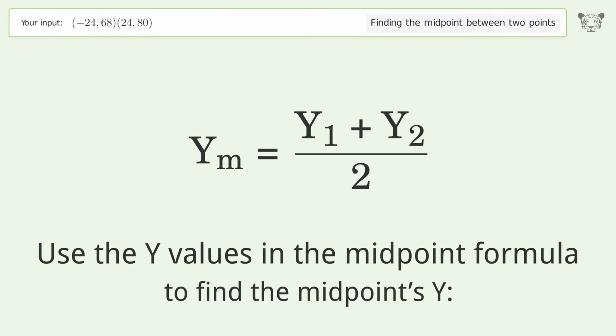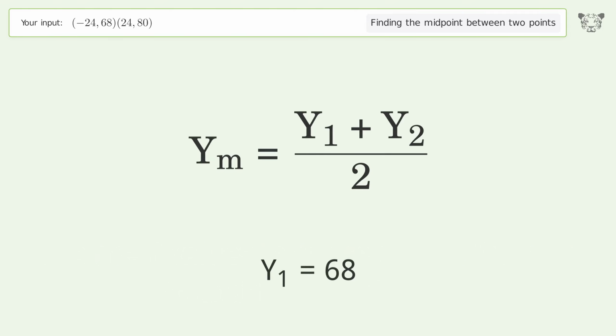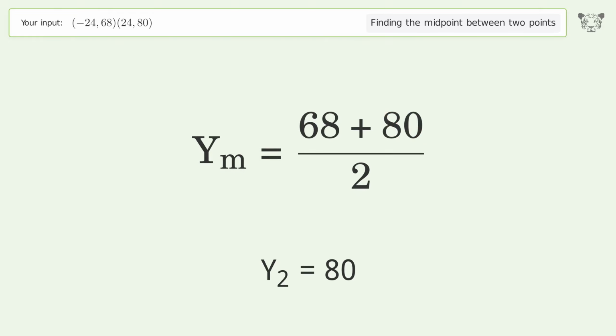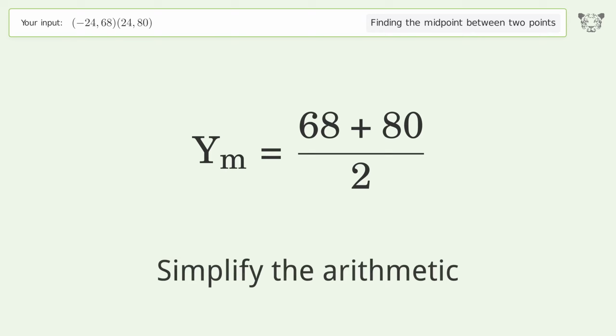Use the y values in the midpoint formula to find the midpoint's y. y1 equals 68. y2 equals 80. Simplify the arithmetic.